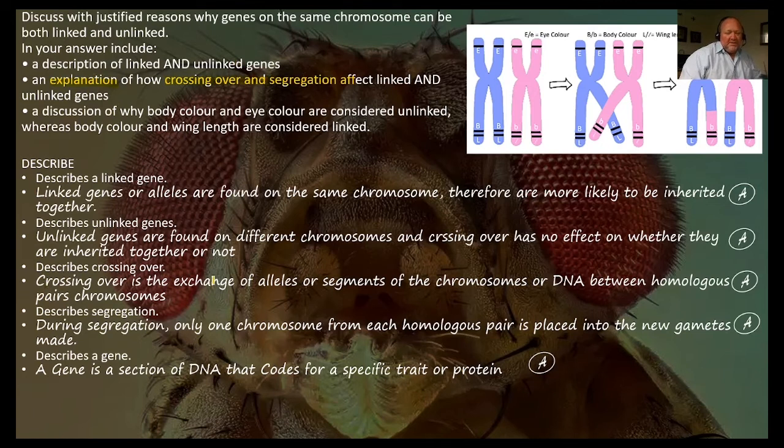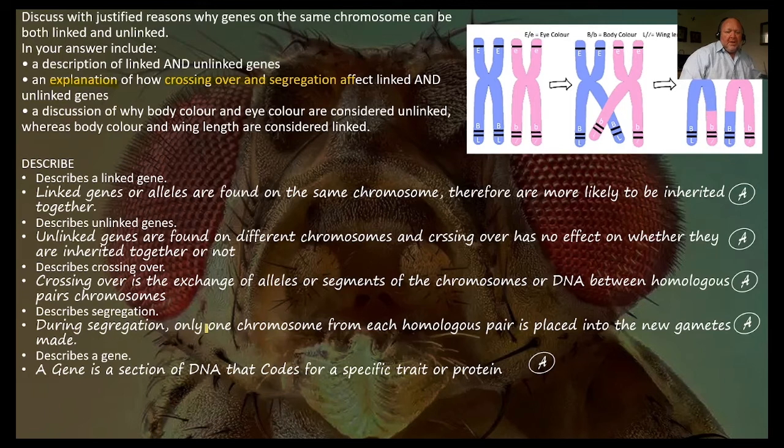So crossing over is the exchange of alleles or segments of a chromosome or DNA between homologous pairs of chromosomes. And I would have liked a better description there, if you could say the crossing over of homologous pairs of the non-sister chromatids. Okay, and that leads to recombinant chromosomes, or chromatids for that matter.